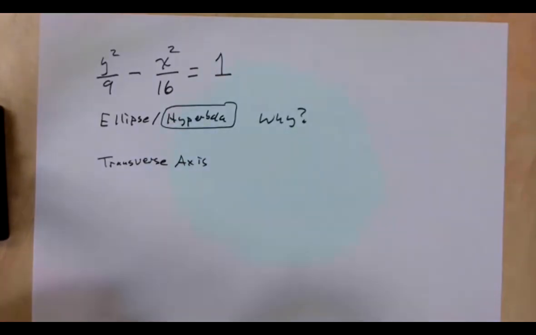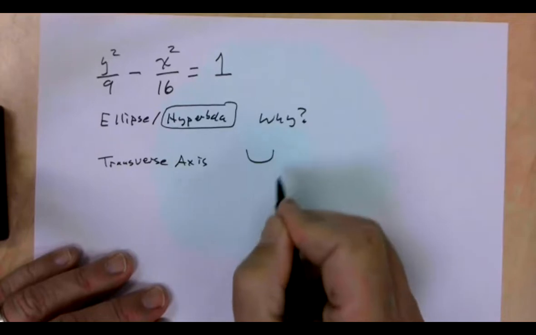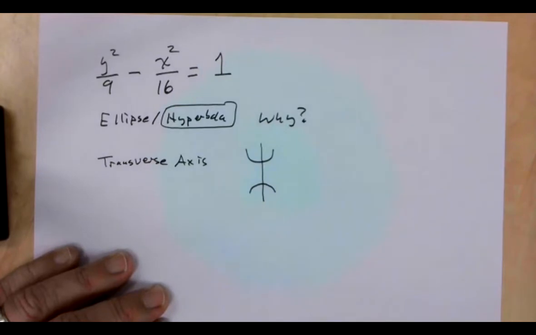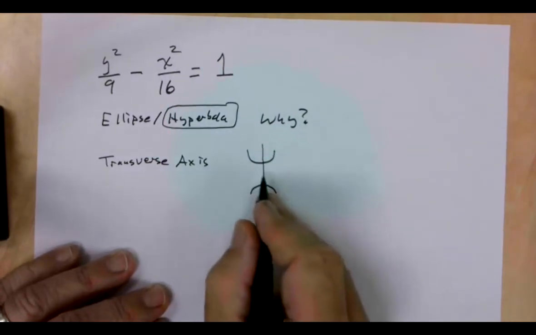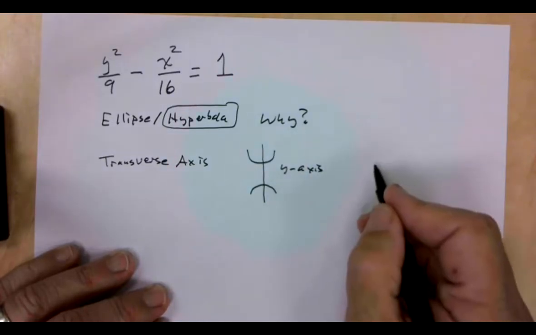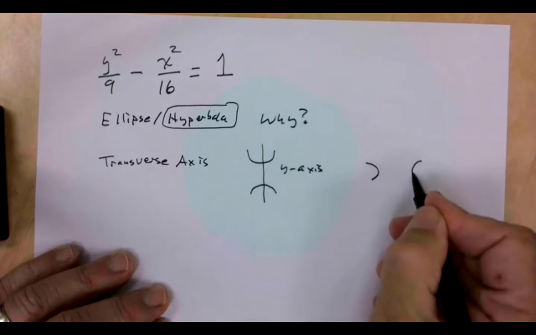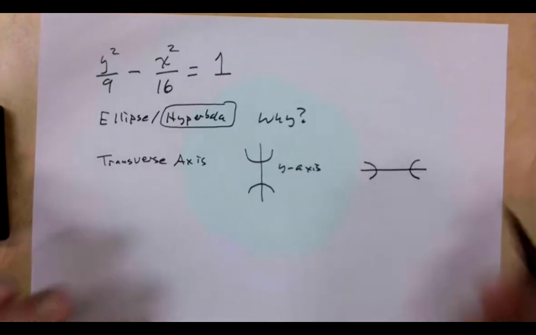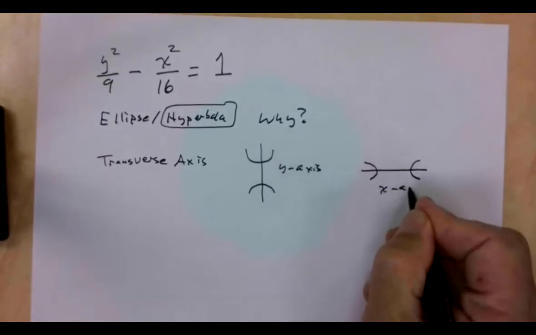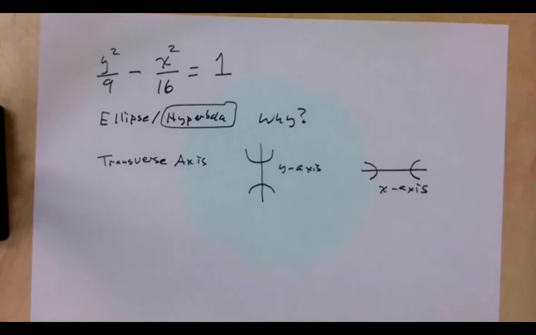What do we mean by transverse axis? Well, if we have a hyperbola that looks like this, the transverse axis is the mirror that would split it in half. So the transverse axis here would be the y-axis, or possibly something parallel to the y-axis if it's shifted. If it were a situation like this, where our hyperbola is mirrored across the x-axis, the transverse axis is the x-axis. So without graphing this, tell me whether the transverse axis is the x-axis or the y-axis for this example, and why.